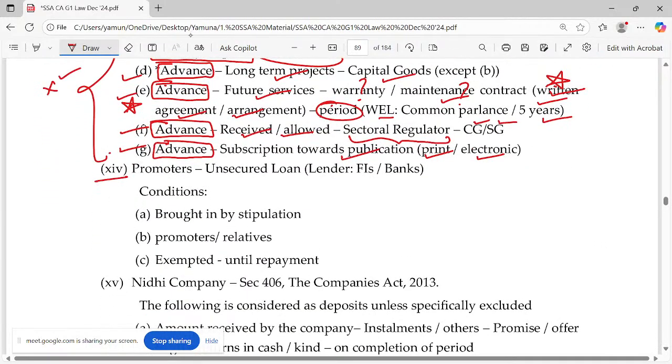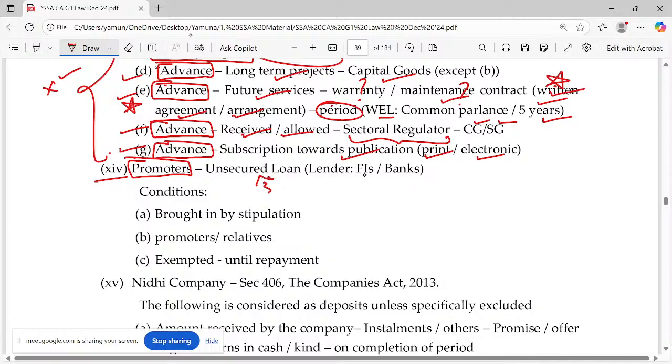14th point, you are receiving money from promoters, and the promoters are giving an unsecured loan. What do you mean by unsecured loan? No security created. Most of the time, what comes from promoters is an unsecured loan, because the promoters are the ones who formed the company.